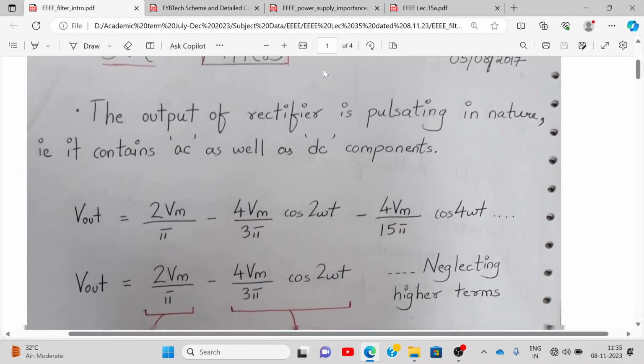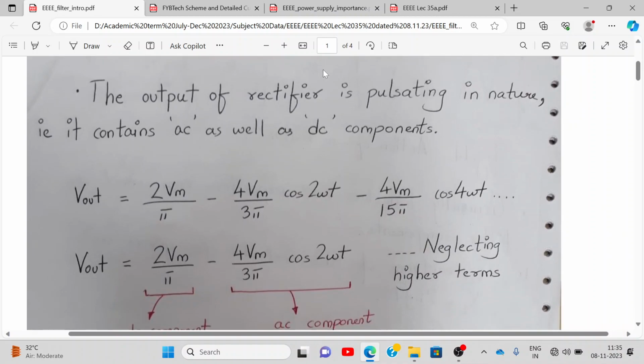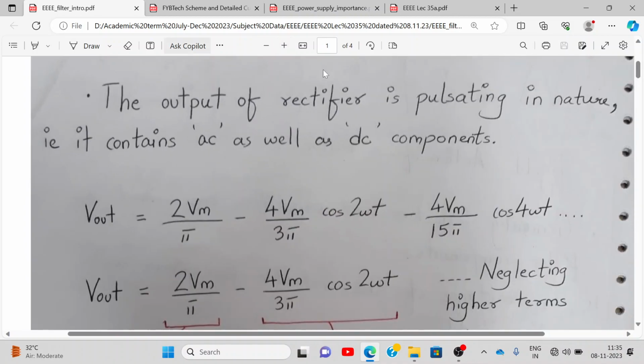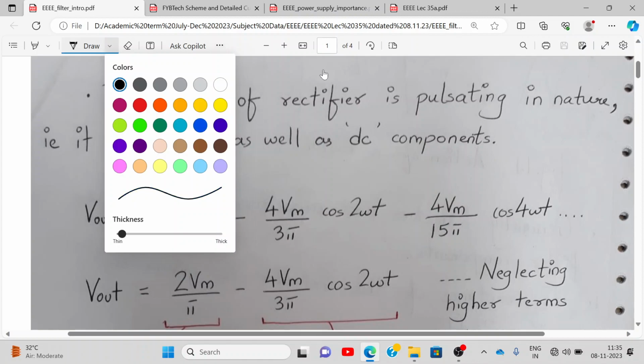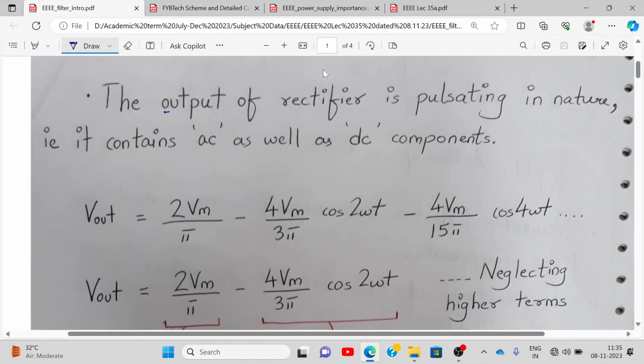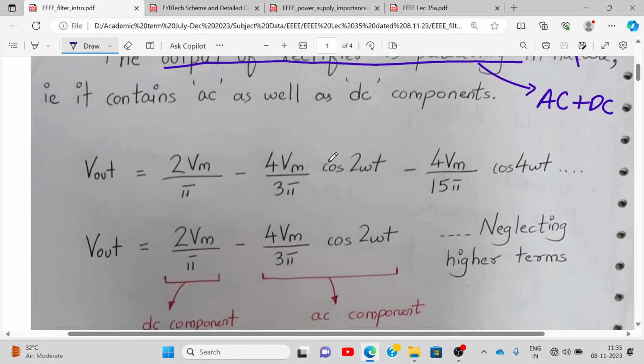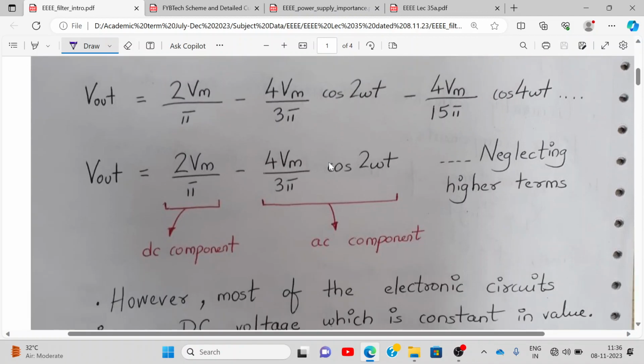So let me introduce you to the filter concept. This is from a different subject, just listen carefully. This is just for your information. It's not going to be asked in your exam, but this is for your knowledge. The output of the rectifier is pulsating in nature. What it means is it contains AC plus DC. If you expand that equation, you will have a DC component and an AC component. So this is the DC component, which is 2 Vm by pi.